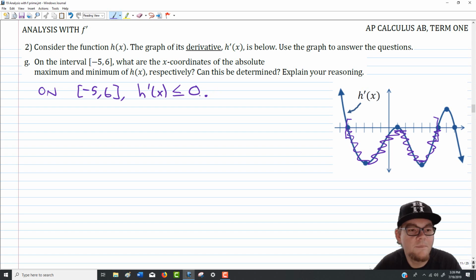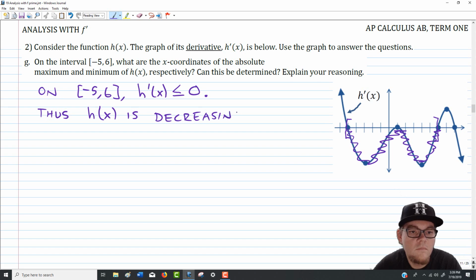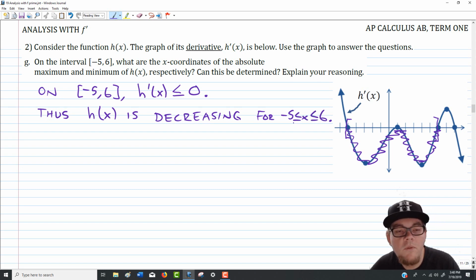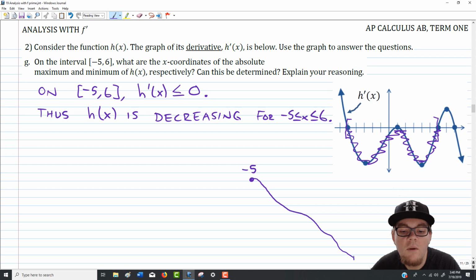Again, very familiar sound here. So if h prime of x is less than or equal to 0 for that entire region, that means, thusly, that h of x is decreasing. And it's decreasing for all x values between -5 and 6. So just like before, where decreasing allowed us to see that one value is smaller than the other, we now know that wherever our graph starts at -5, h is decreasing the entire way. Even with the one little flat spot, it's decreasing the entire way.